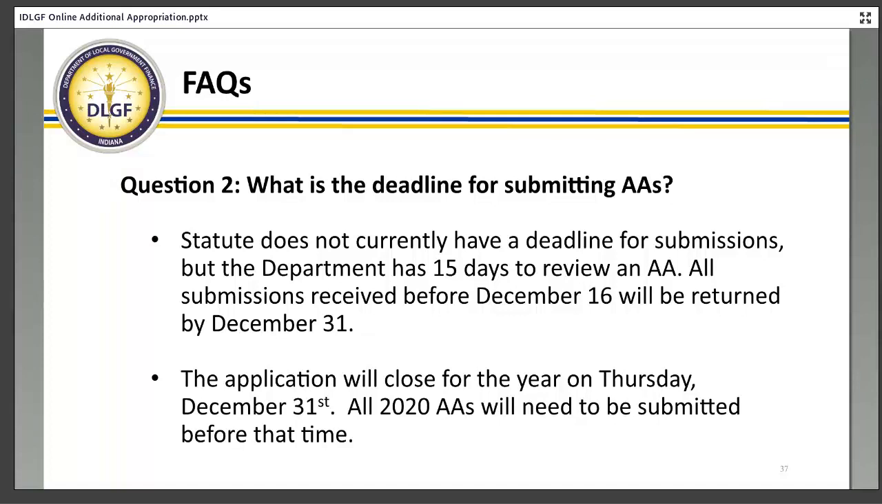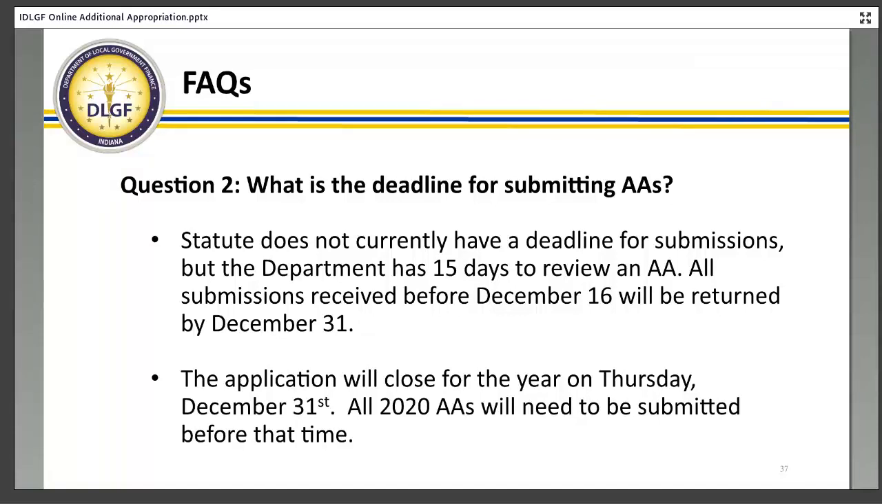Once the application goes live, you will have access to an application that is open 24 hours a day, 7 days a week, 365 days a year. On Thursday, December 31st at midnight, the department will plan on closing down this application for the calendar year, which means that any additional appropriations that you would like to have approved before the end of the year will need to be entered into the application before that date.